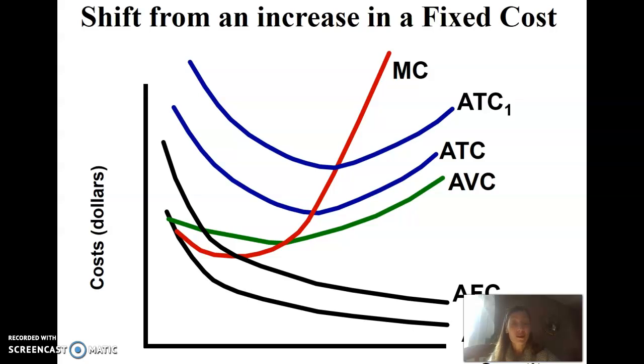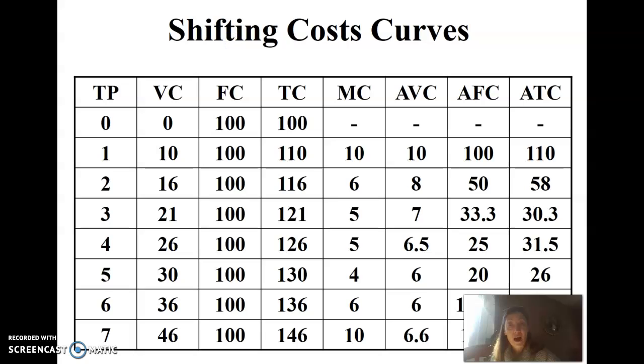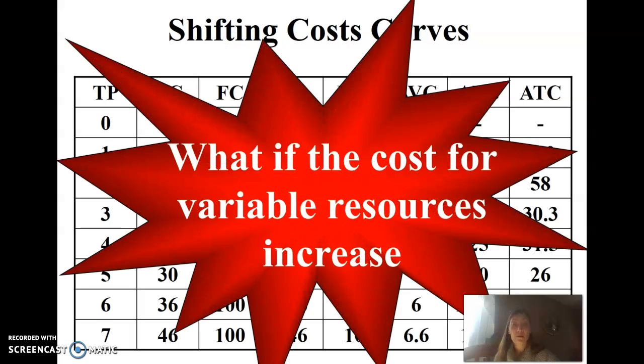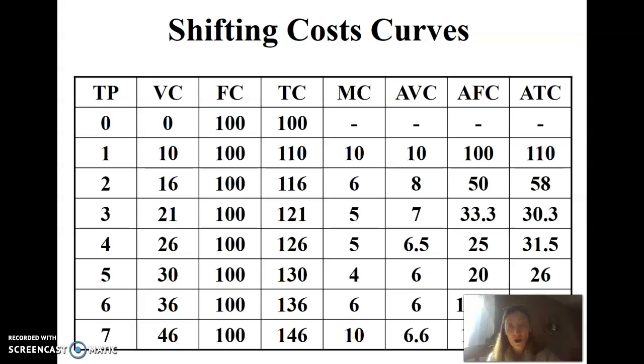Of course, if it was a decrease in fixed cost, you would have the exact same cost shift, but in a decreased fashion. So ATC would shift downward, AFC would shift downward, okay? If you have a change in variable costs. So what happens if costs for variable resources increase? An example of this might be the minimum wage, right? So if you happen to be running a business like McDonald's and you have workers that are getting paid by the hour, they are a variable cost. And if the wage goes from, say, $11 an hour to $15 an hour, that's an increase in cost, okay?